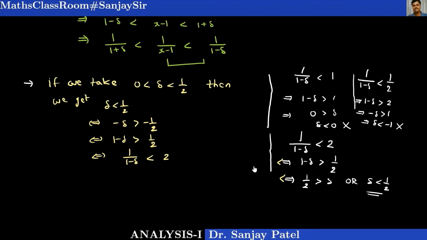So this suggests taking delta less than 1 by 2 and positive, I have 1 upon x minus 1, this quantity, 1 upon x minus 1 will be less than 2. So thus 1 upon x minus 1, which is less than 1 upon 1 minus delta, is less than 2, provided 0 less than delta less than 1 by 2. So this is our second observation.